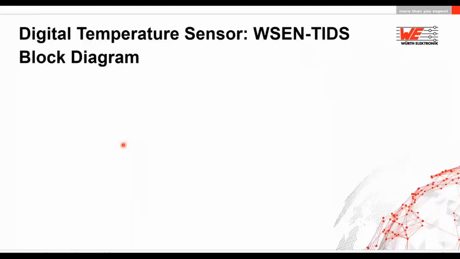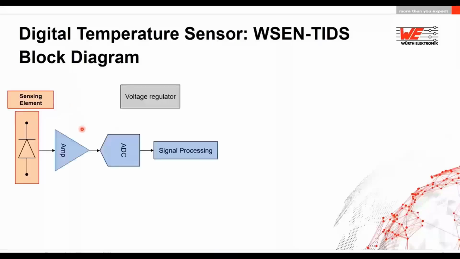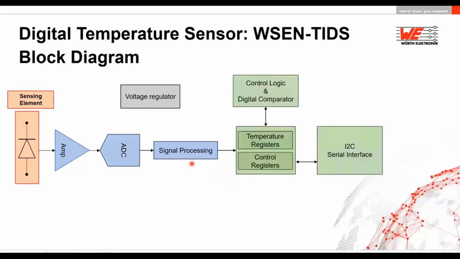That brings us to the digital temperature sensor from Würth Elektronik, the WSEN-TIDS. What do we have in this sensor? As mentioned, we have the same sensing element, a diode. The forward voltage is then amplified. It has an onboard amplifier. Then it is digitalized by an ADC converter, and then signal processing is done on chip. The digital temperature value is then stored in the inbuilt temperature registers, and there are also control registers where the calibration data is stored.